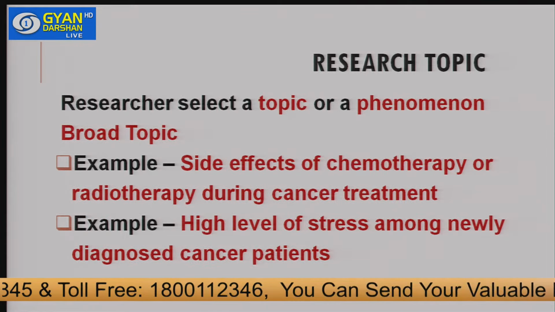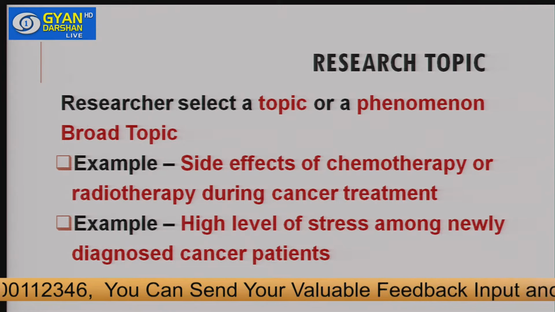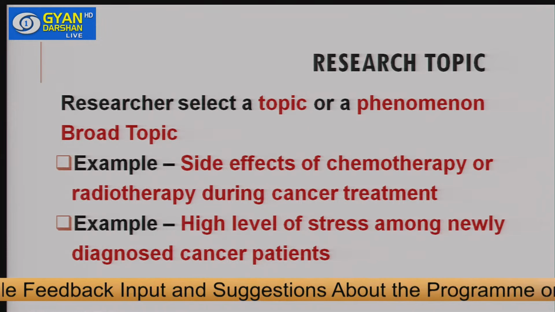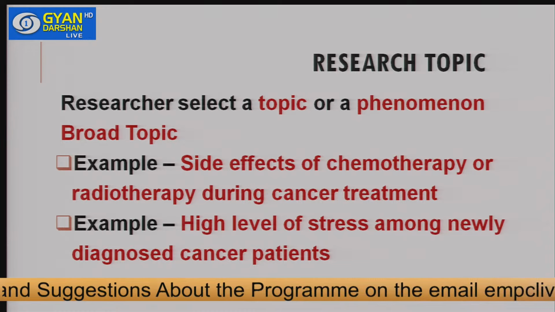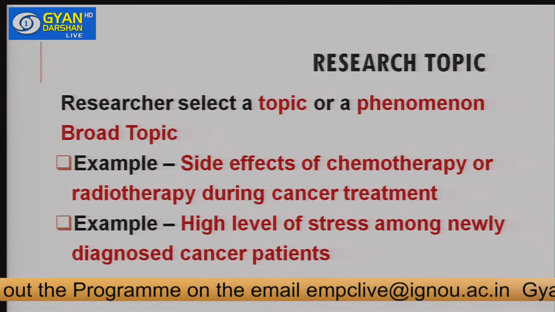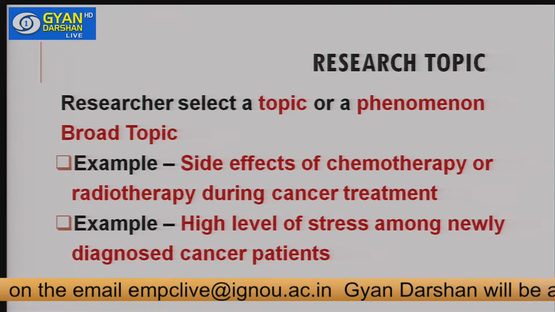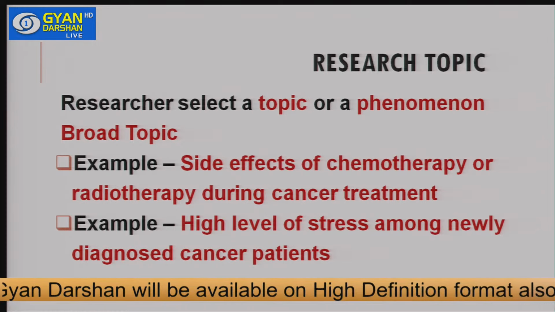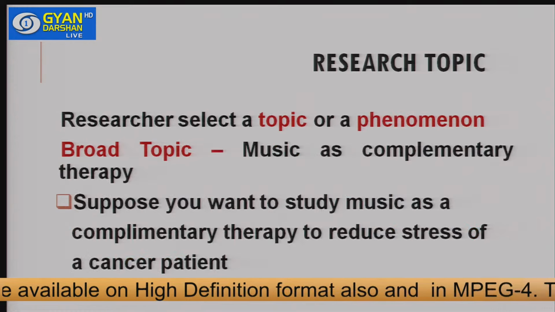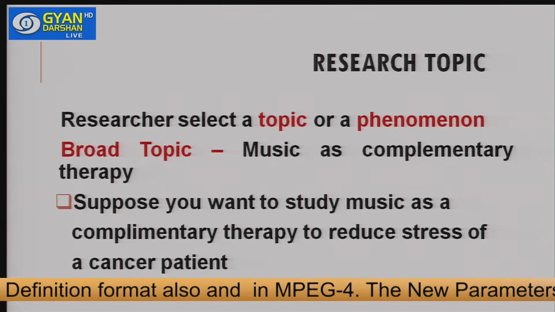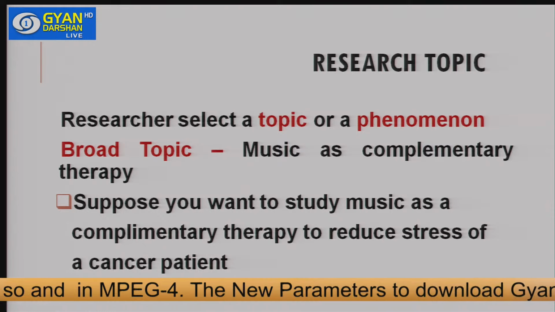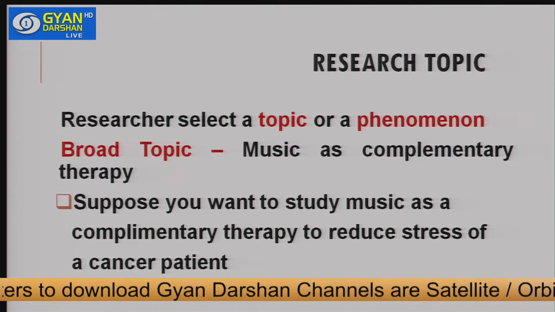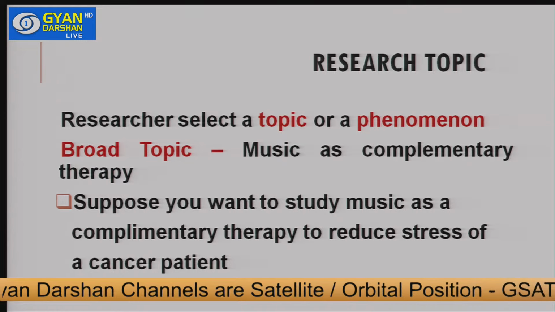So, researchers select a topic or a phenomenon, depending on whether it is a qualitative or quantitative study. One example can be side effects of chemotherapy during cancer treatment, or side effects of radiotherapy during cancer treatment. Or there is a high level of stress among newly diagnosed cancer patients. These are common problems you must have observed, so you want to do some study on this. Researchers select a topic or phenomenon, maybe music as a complementary therapy. Suppose they want to study music as a complementary therapy to reduce the stress of a cancer patient.